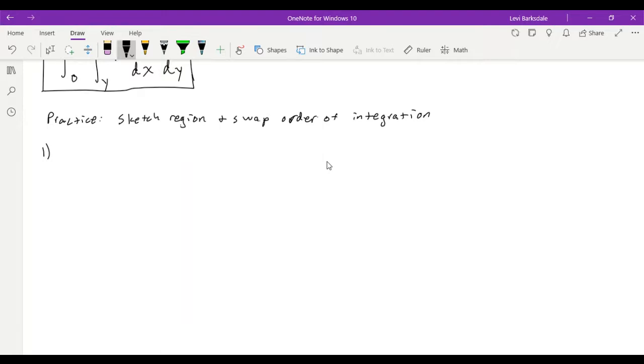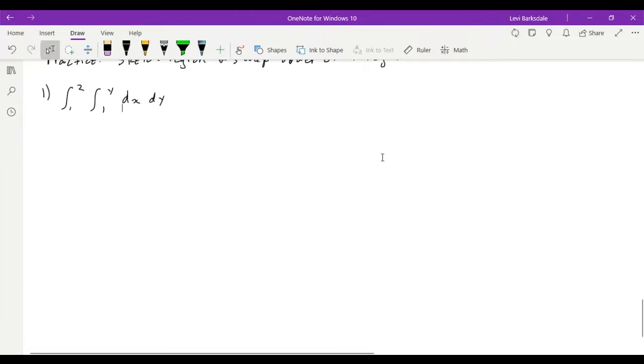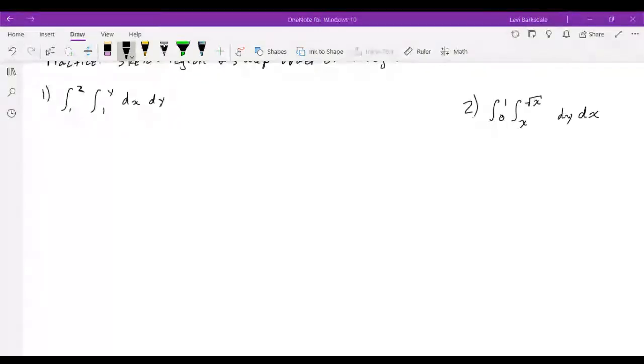Let's see, the first one: integral from 1 to 2, from 1 up to y, of dx dy. And then for the second one, I'll put it way over here. Integral from 0 to 1, integral from x up to the square root of x, y dx. And I will give you a couple of minutes to work on that.